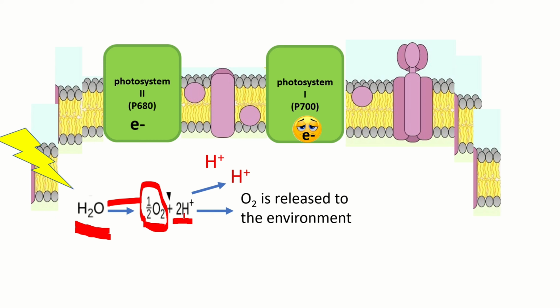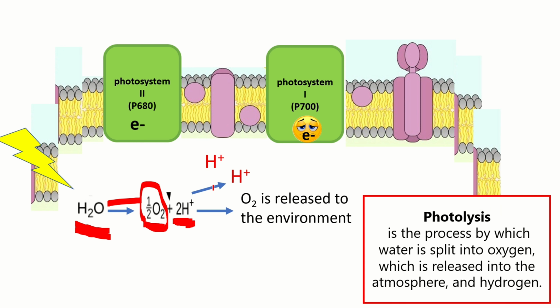And the hydrogen ions, we have here two hydrogen ions, they will just float inside the thylakoid, or the thylakoid itself. Okay. So photolysis is the process by which water is split into oxygen, which is released into the atmosphere, and hydrogen.